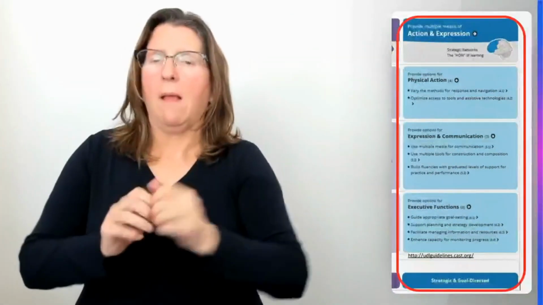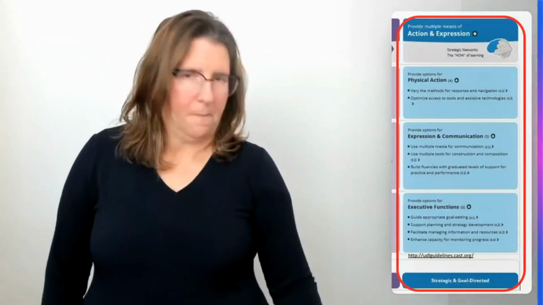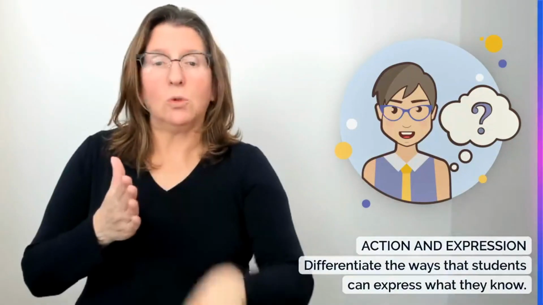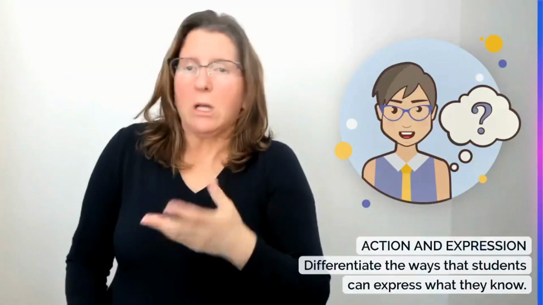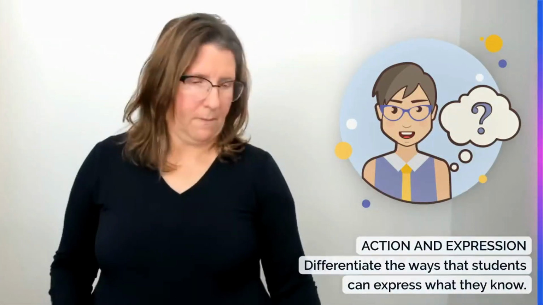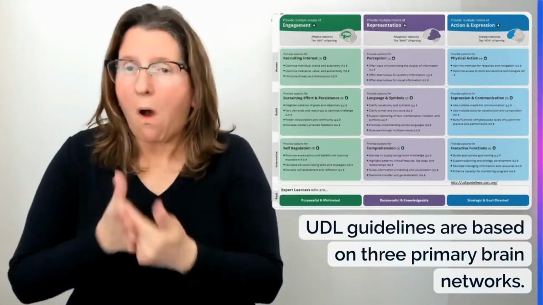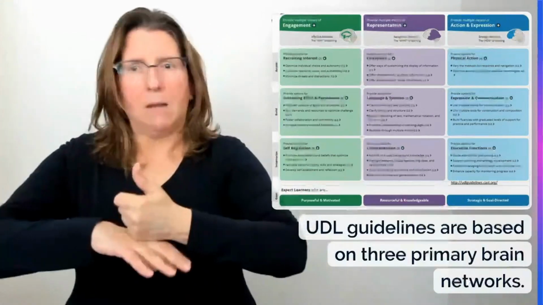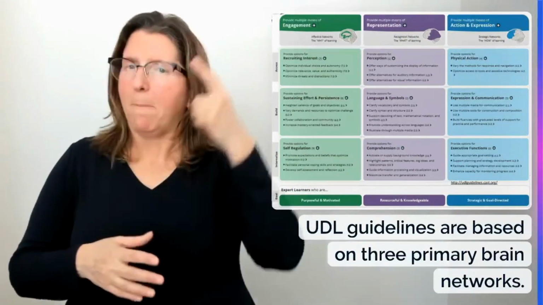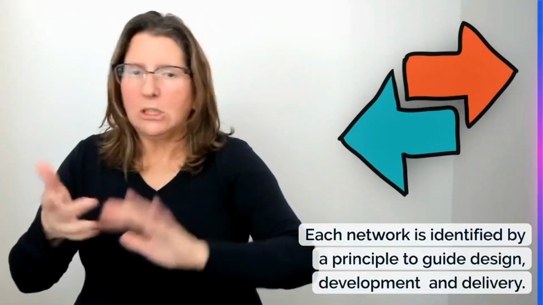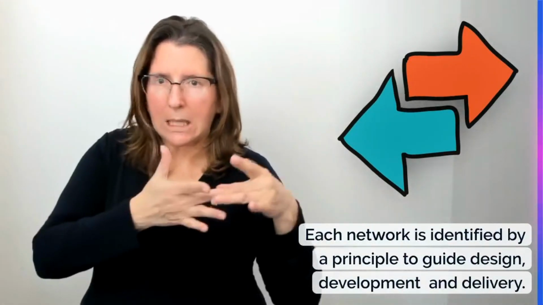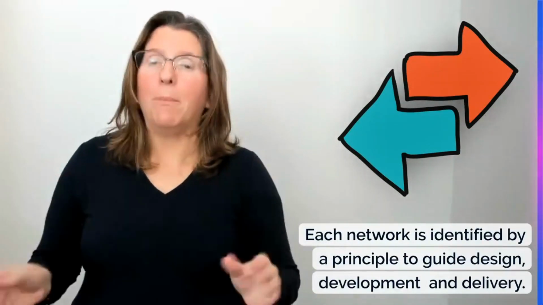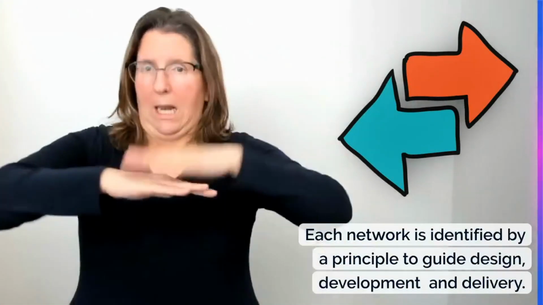The last network is action and expression. This part of the design focuses on the multiple and flexible ways a student can express their learning. These principles of universal design for learning engage those three primary networks in the brain. Each network is identified by a principle to guide design, development, and delivery of the target content. This is where it begins to get complicated, to get more layered.